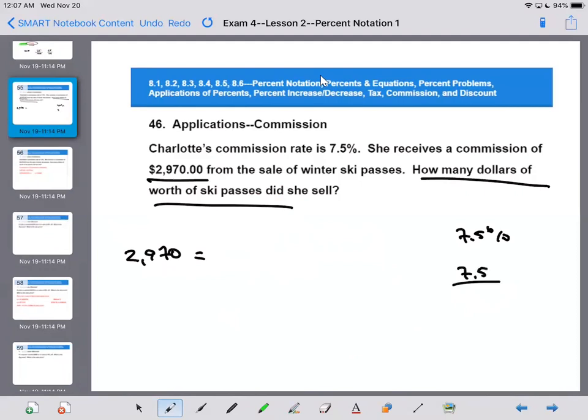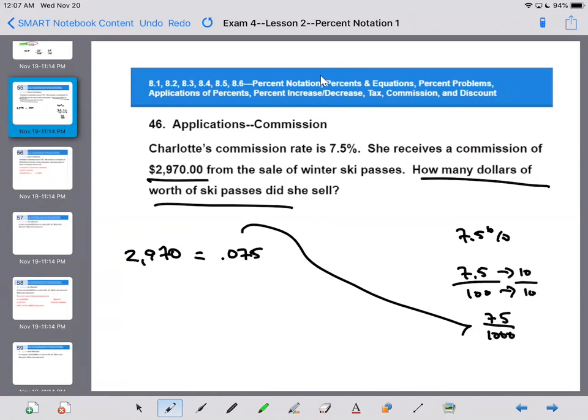7.5 out of 100, okay, which would be 75 thousandths. Because remember, if you wanted to make this out of thousandths, you would multiply 7.5 by 10, you'd multiply 100 by 10, so that would give you 75 thousandths, which is equivalent to this decimal.